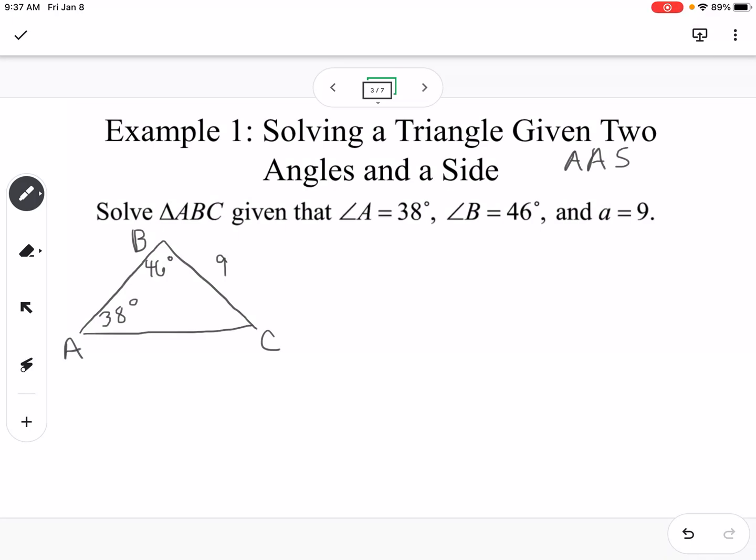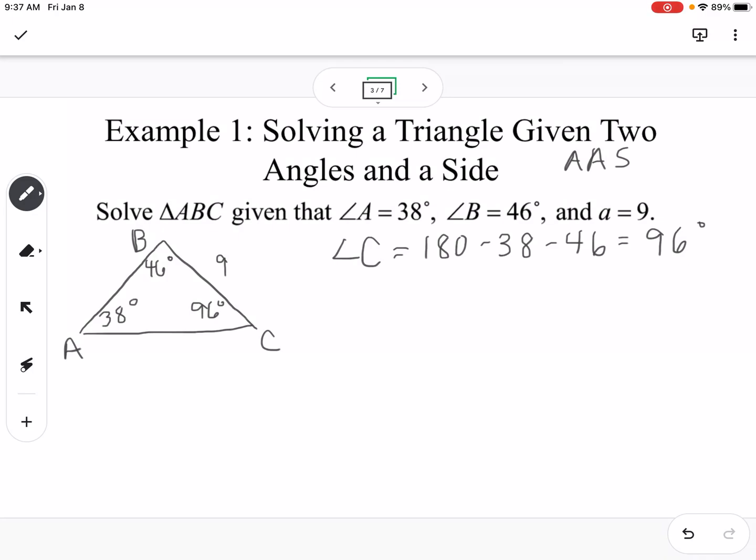So for this one, the first thing that we would want to do is find the third angle. So anytime you have two angles, remember a triangle is 180 degrees. So if I want to find angle C, I can just take 180 minus 38 minus 46, and that gives me 96 degrees. So I can put 96 degrees in there for C. So when it says to solve a triangle, it means to find all the missing pieces, find all the missing angles and sides. Okay, so now I'm ready to use my law of sines.